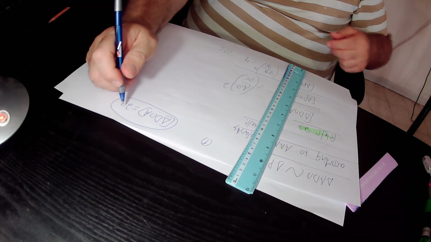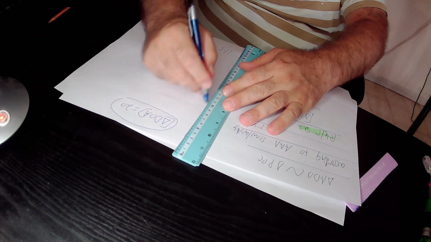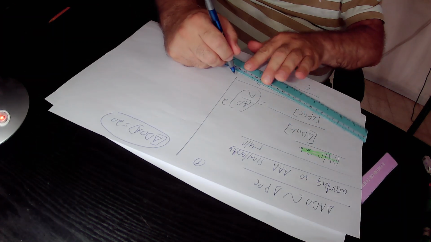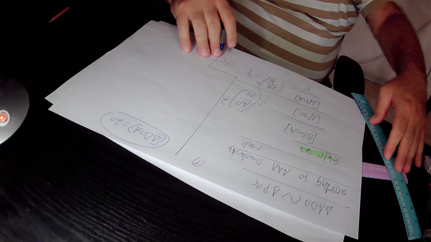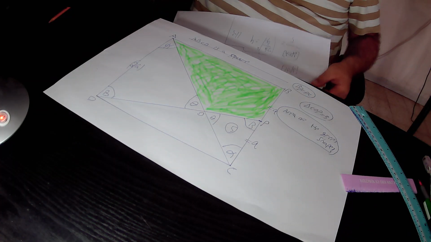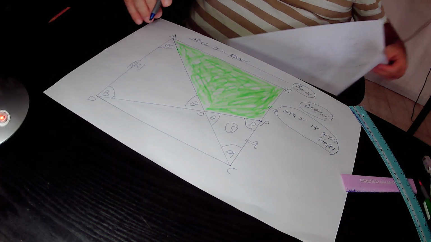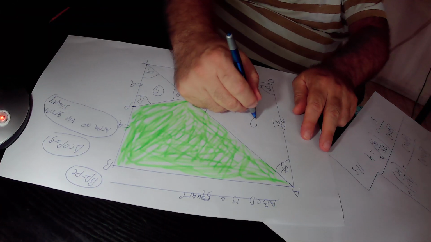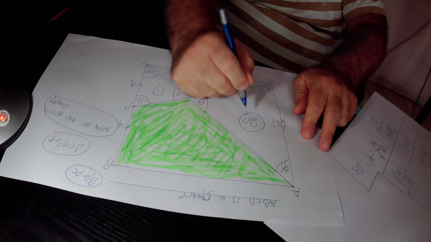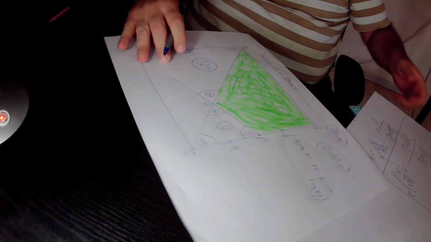So we found out that the area of the big triangle, triangle DOA, is equal to 20 square units. So write it down, it is equal to 20 square units. Okay.